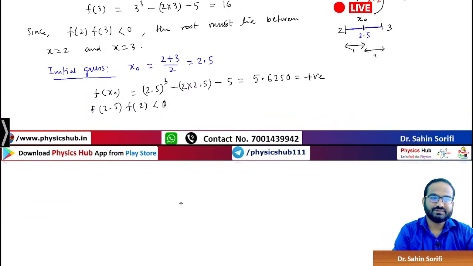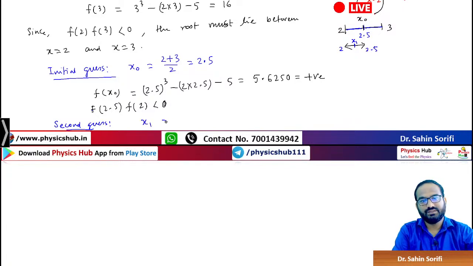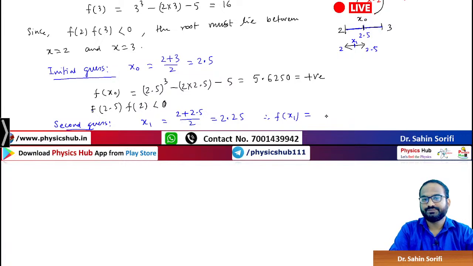This was your initial guess. What will be your second guess? So after x0, let's say the second guess is x1. So this is our new interval. So x1 will be between 2 and 2.5. What will be your x1? x1 will be 2 plus 2.5 by 2. This will be 2.25. Now if you calculate f of x1, this will be how much?